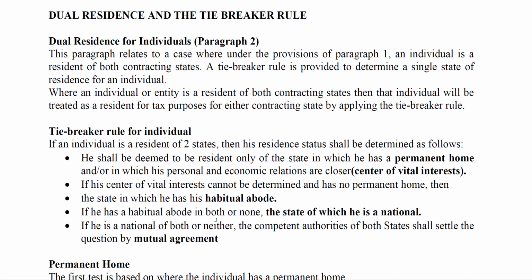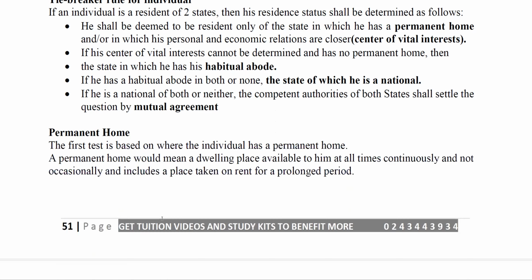Now, let's dive deeper. When we say permanent home, what does it mean? This is the first test on where the individual has a permanent home. Now, the permanent home would mean a dwelling place that is available to you at what? What's the word there? That's the word I want you to write down. Permanent home, then you use that keyword. Available to him at what?